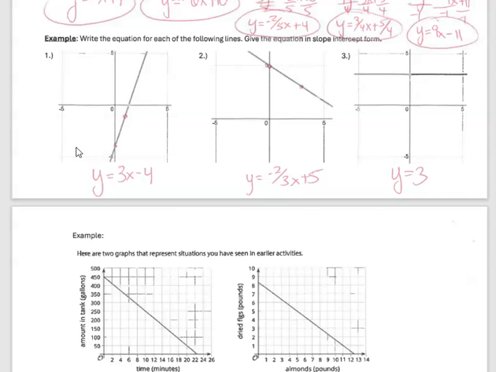And what we found on the first one, if you look at your notes, it is going up by 3 and over by 1. And then you're going up by 3 and over by 1 again. So that means the slope is 3 over 1 or just 3. Positive 3 because it's going up from left to right.